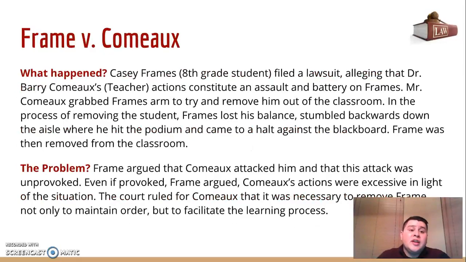The next case was Frame versus Comox. In this one, it was Casey Frames, an 8th grade student, and Barry Comox, the teacher, who was charged with assault and battery on Frames. He was in the process of removing the student. He was being defiant, and therefore he put his hands on him, which caused him to hit the podium and hit his head against the blackboard. Frame argued that the teacher attacked him, therefore he saw it as assault and battery. He should not have had his hands on him.